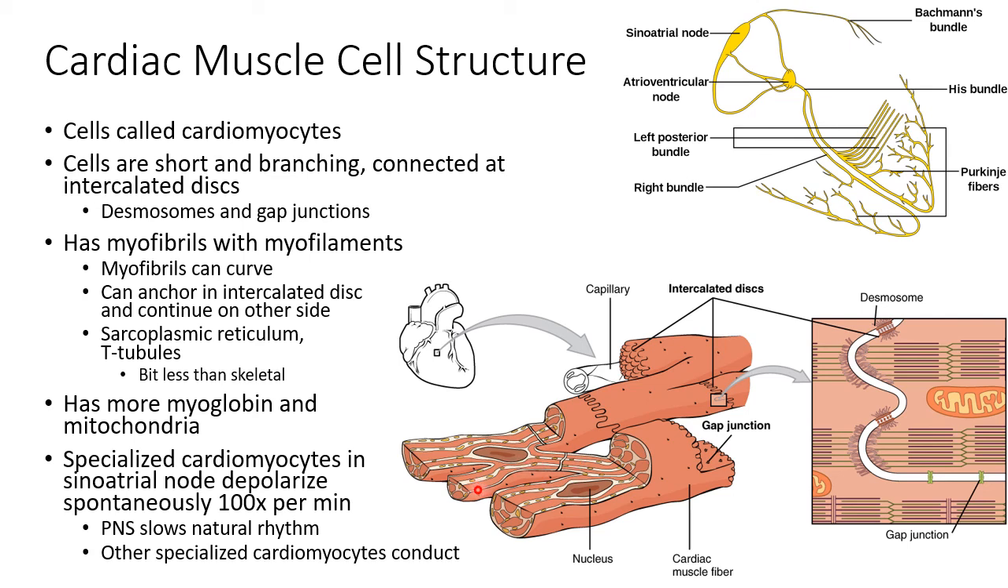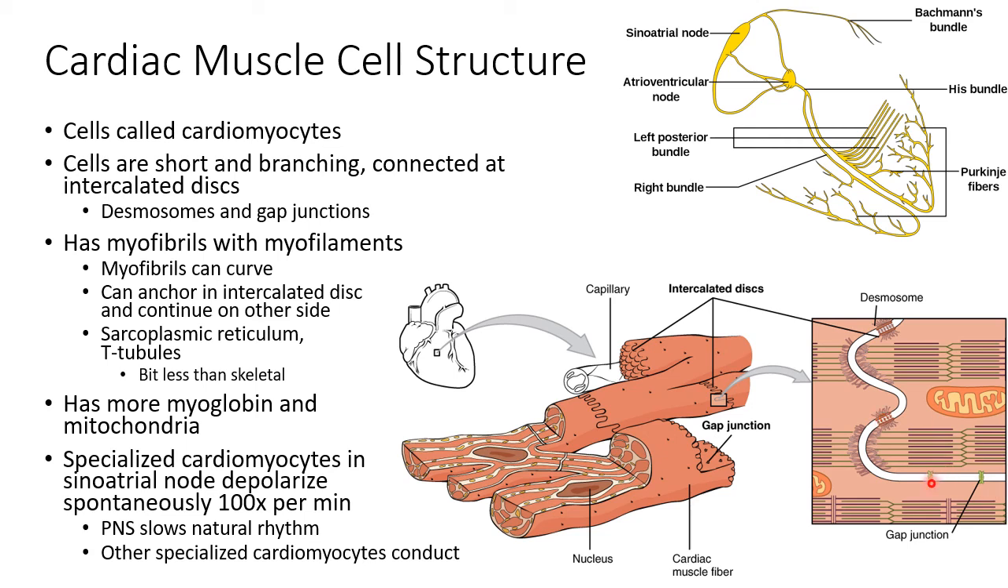They're kind of short and squat, like this guy is. They are branching, and they connect to each other at intercalated discs that have gap junctions in them. So here you have an intercalated disc. These are gap junctions. You also have desmosomes there. So the desmosomes would be giving strength so that these cells are strongly stuck together.